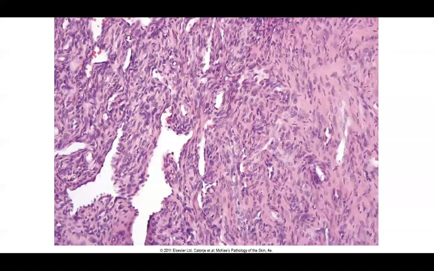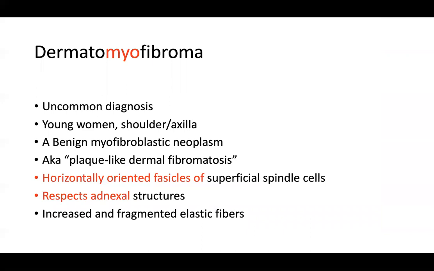And so that's your adult myofibroma. Now, when we talk about dermatomyofibroma, that's an uncommon diagnosis that often occurs in young patients, particularly women in the shoulder or axilla region. It can have a benign myofibroblastic neoplasm, and a plaque-like dermal fibromatosis is the other name for this entity. You'll often see horizontally oriented fascicles of superficial spindle cells. And the thing that I've always remembered about dermatomyofibroma is that it respects adnexal structure.